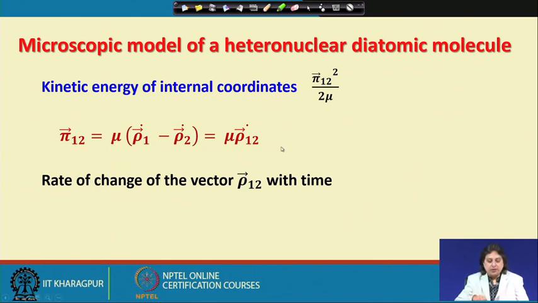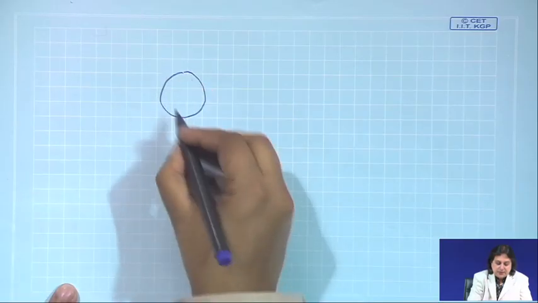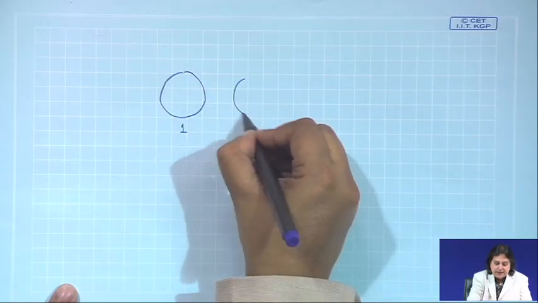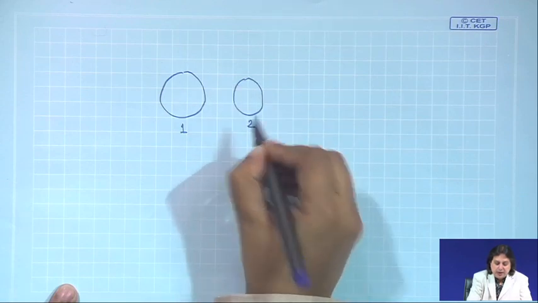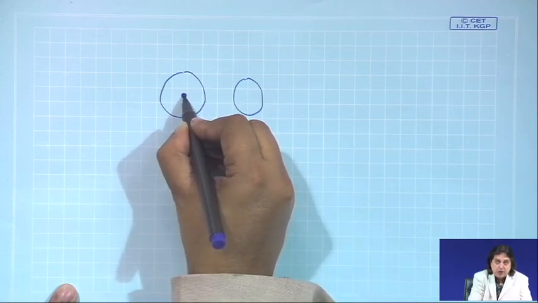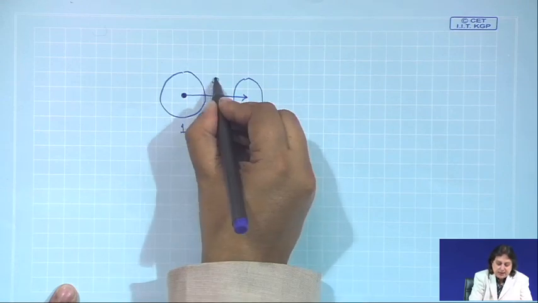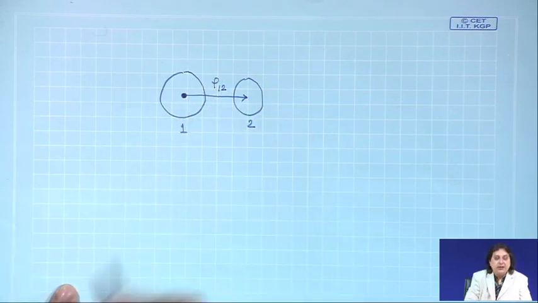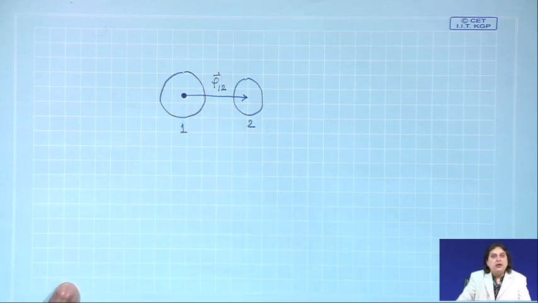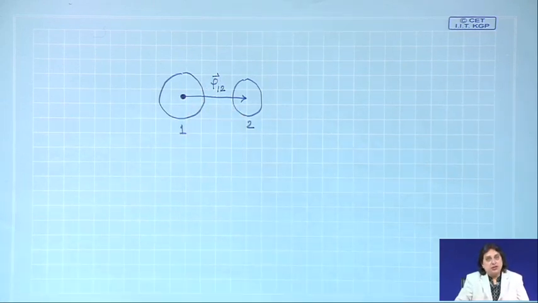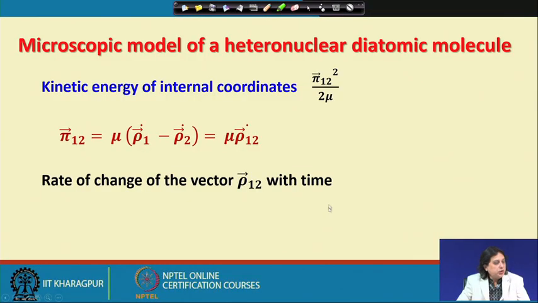If I may remind you, this is my molecule 1 and this is my molecule 2. If I sit on this molecule 1, then rho 1 2 is the vector separating the two nuclei if the origin is on the particle 1. Or vice versa, you can use the definition that you want.